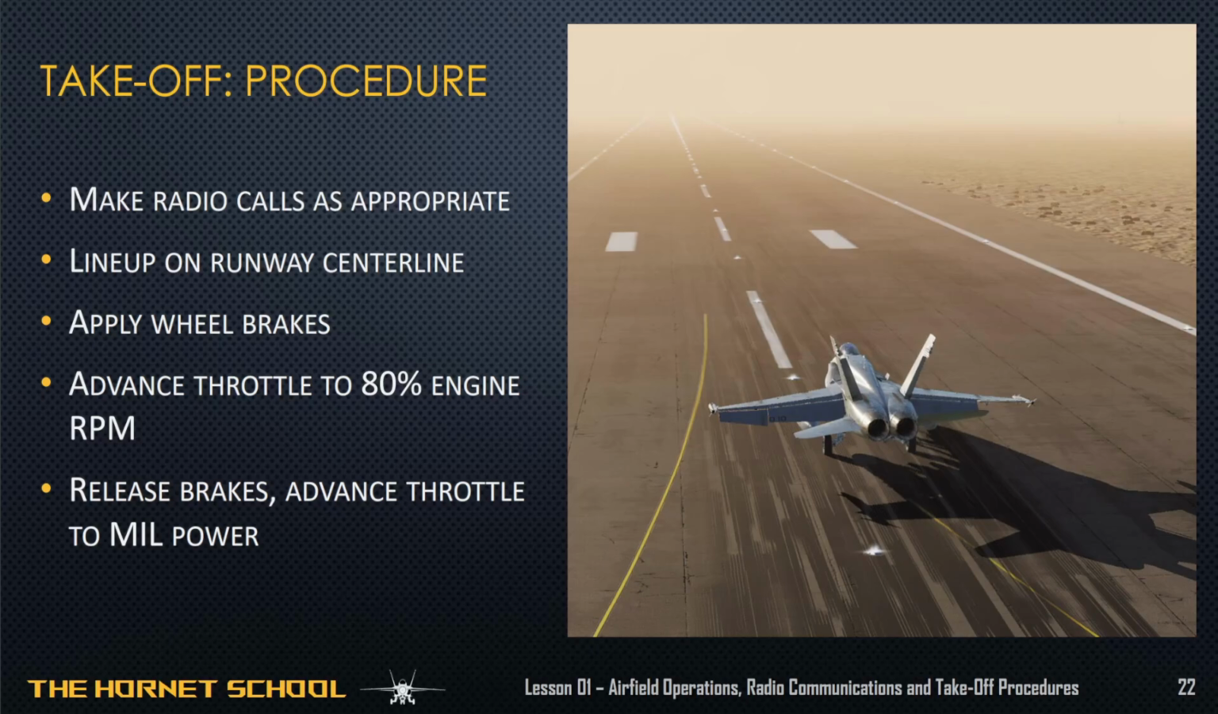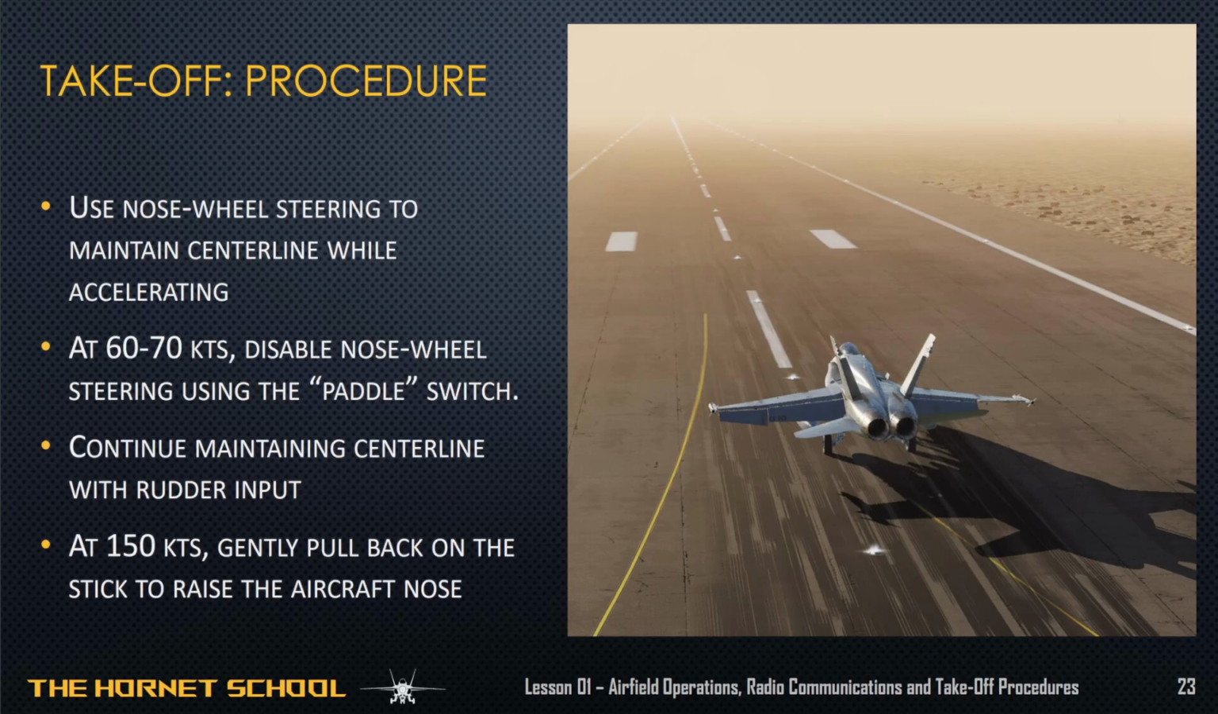Takeoff procedure. Make radio calls as appropriate. Line up on runway centerline. Apply wheel brakes. Advance throttle to 80% engine RPM. Release brakes. Advance throttle to mil power. Use nose wheel steering to maintain centerline while accelerating. At roughly 60 to 70 knots, disable nose wheel steering using the paddle switch. Continue maintaining centerline with rudder input.